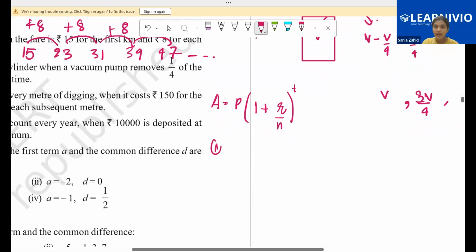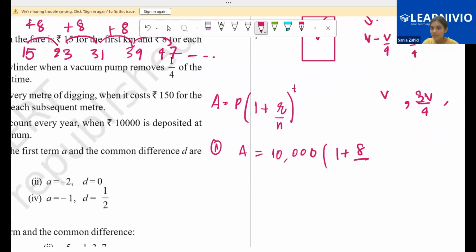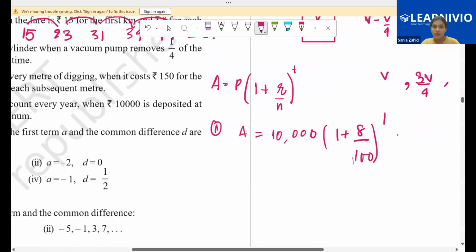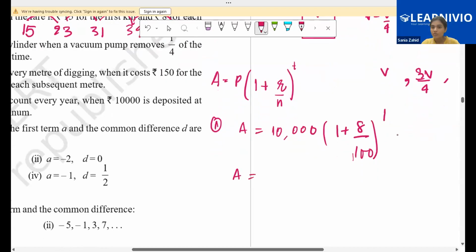First of all, amount is equal to, what is the principal? 10,000. 1 plus 8 by, now number of times it is compounding is just one time only. So 8 by 100 because it is 8%. When you convert percentage, it becomes by 100. And time for the first year is 1 year. So amount is equal to, you can solve this.